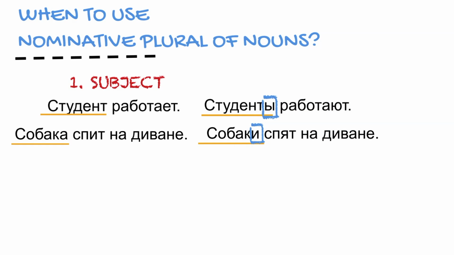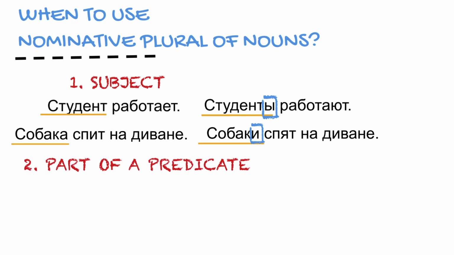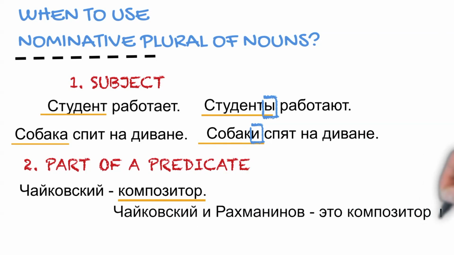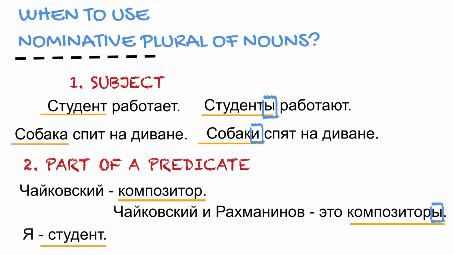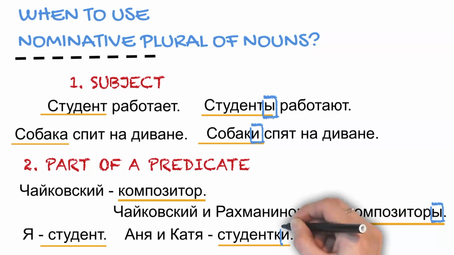Nouns in the nominative singular and nominative plural can also be used as part of a predicate. For example, Чайковский – композитор. Let's make it plural. Чайковский и Рахманинов – это композиторы. Or, я студент. In plural, Аня и Катя – студентки.